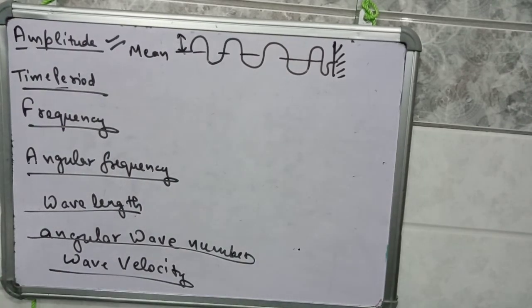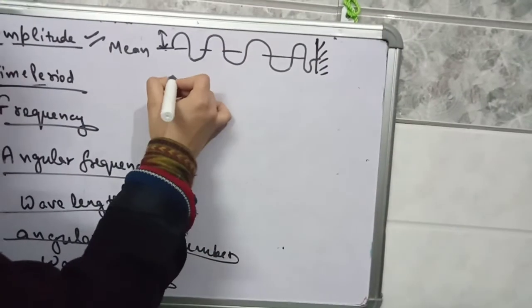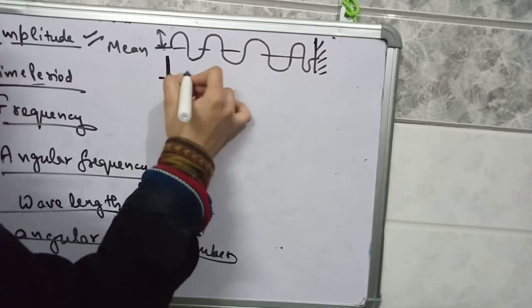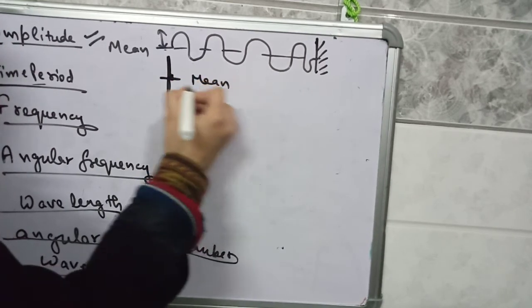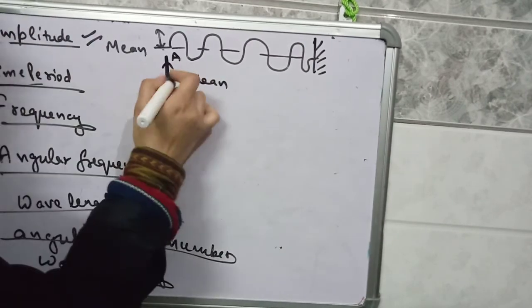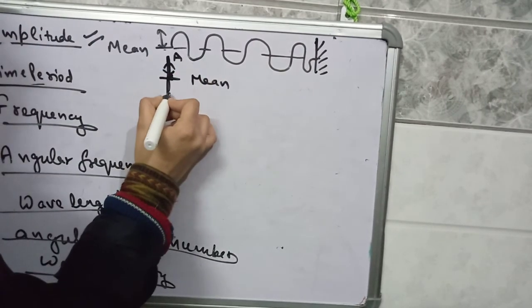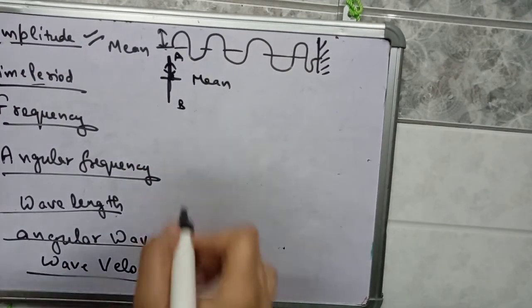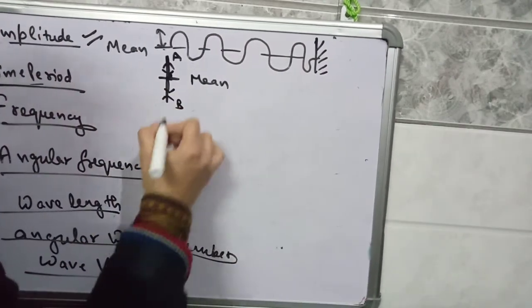Next is time period. What is the time period of a wave? It is the time in which a particle of the medium completes one vibration about its mean position. So when a particle is oscillating like this, suppose it has started from the mean position, it will go to extreme position A, then come back, and again it will go to extreme position B, and then it will come back.